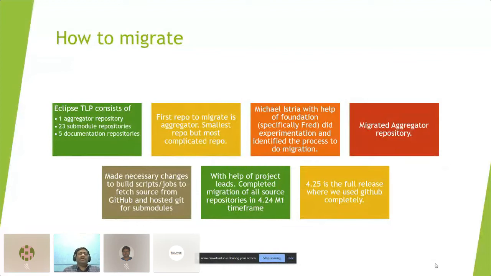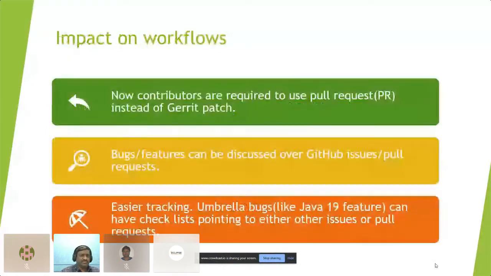Okay. Now, since we migrated to GitHub, one of the major impacts is that till now we were using Gerrit repositories for code reviews. Now we have to use pull requests instead of Gerrit patches. This is a breaking workflow change for old timers, but for newcomers it may not be that breaking. So this is one major impact on the old timers, but it is also a good thing to attract newcomers.